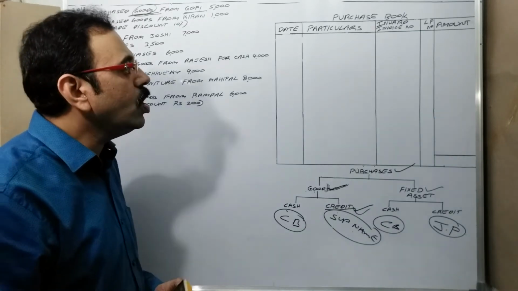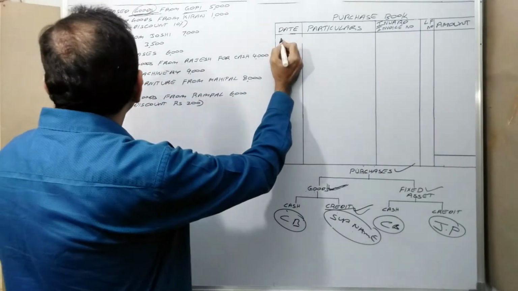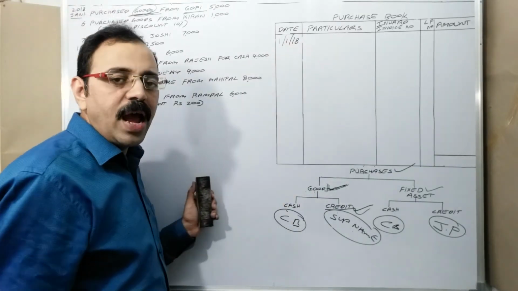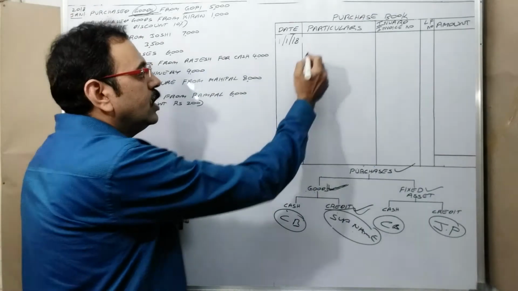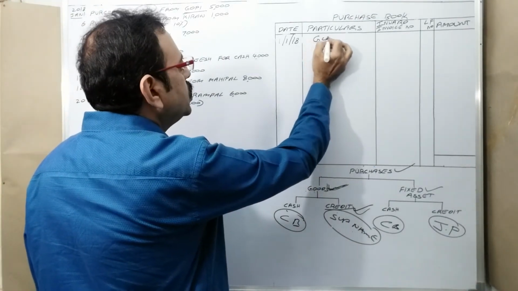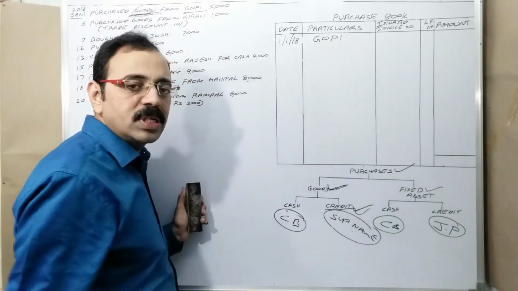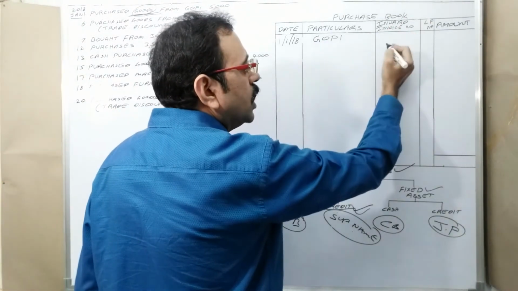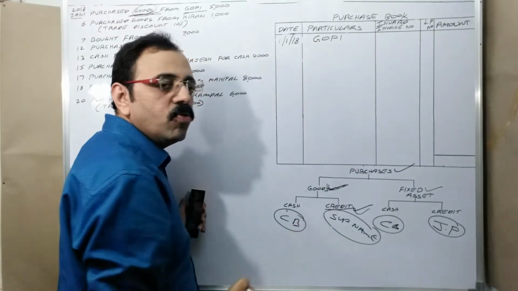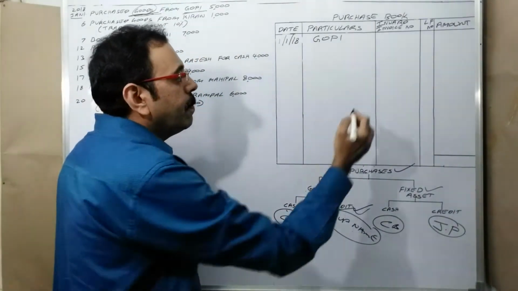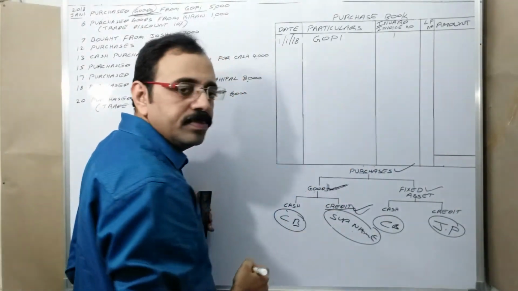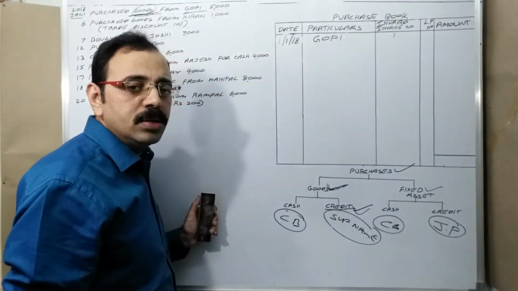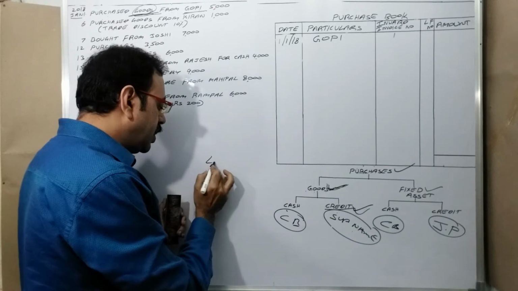Now how should we record? In the date column, we should write the transaction date. And in the particulars column, directly we have to write Gopi, the supplier's name. And in the inward invoice number, we should write the invoice number, for example, 1. LF number. What is this? Ledger folio.